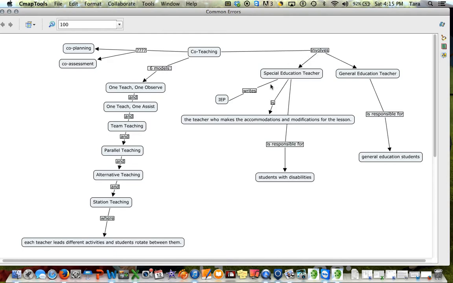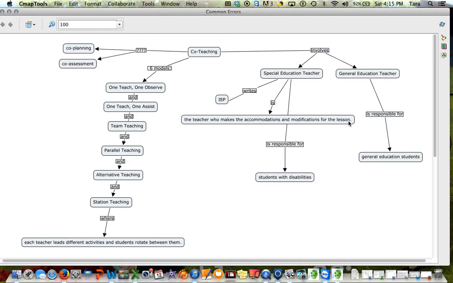Another thing to consider is don't forget that you need arrows. This example here: a special education teacher writes the IEP. There's no arrow, so I don't know if it's IEP writes special education teacher. The arrows tell us the direction of the relationship. And if it's both directions, then you would put an arrow on both ends.